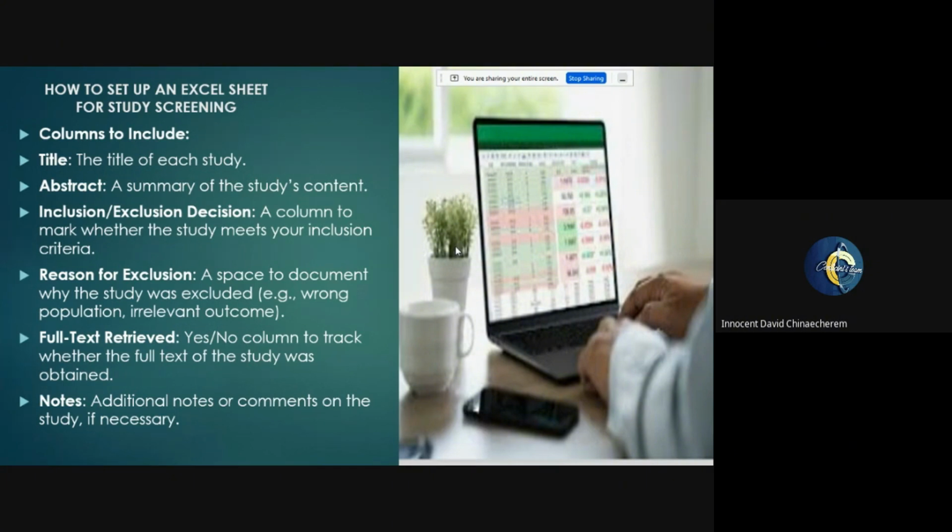We've got studies exported from Zotero to Excel, and it's got the title and the abstract. Then we're going to create another column where we decide whether we're going to include or exclude the study. After that, we'll look at our reason for exclusion, and maybe extract the full text of the papers and also make additional notes. So we're also going to make all these explanations.